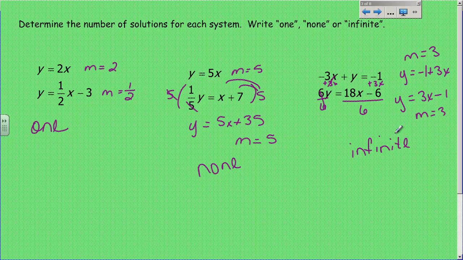So that's how you determine. You've got to get y by itself, look at the slope. If the slopes are the same, check to make sure your equations are the same, and then go from there.